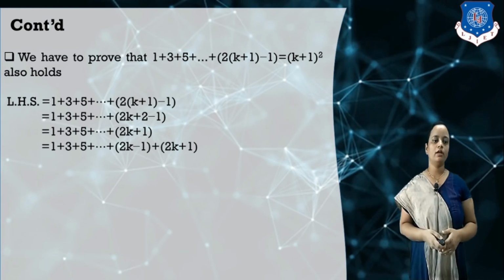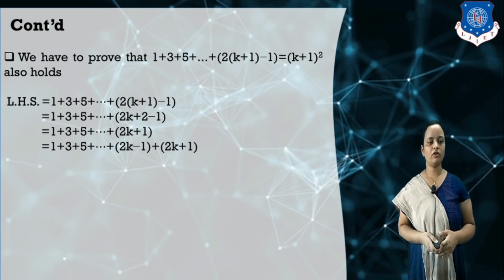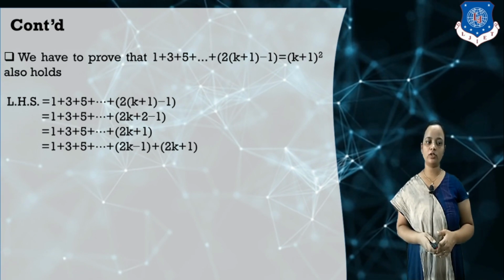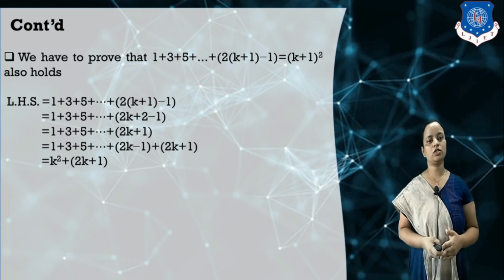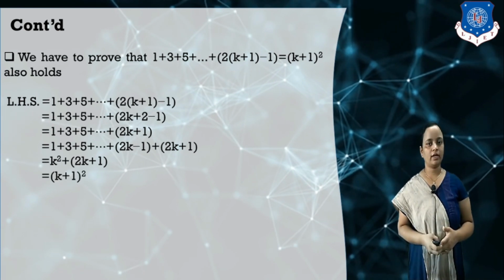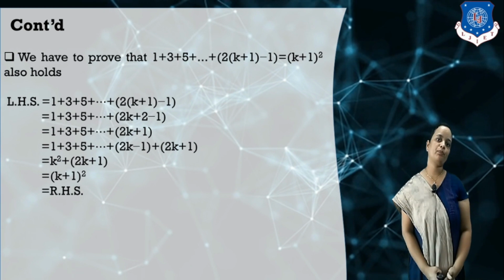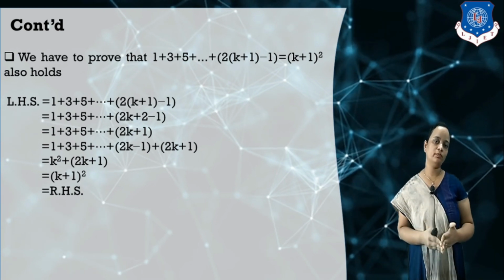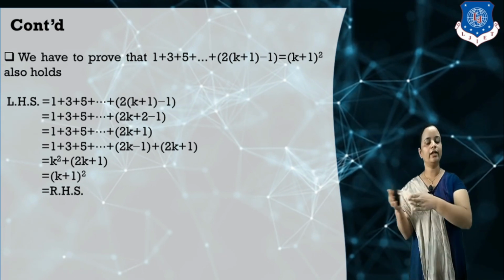Now if you remember, in the previous step we have already assumed that this part, 1 plus 3 plus 5 up to 2k minus 1, is equal to k square. So can we write k square in place of this term? Yes: k square plus 2k plus 1, so we can write k plus 1 square. So if you see, this is equivalent to the RHS. So this statement is true for n equal to k plus 1 because LHS is equivalent to RHS.